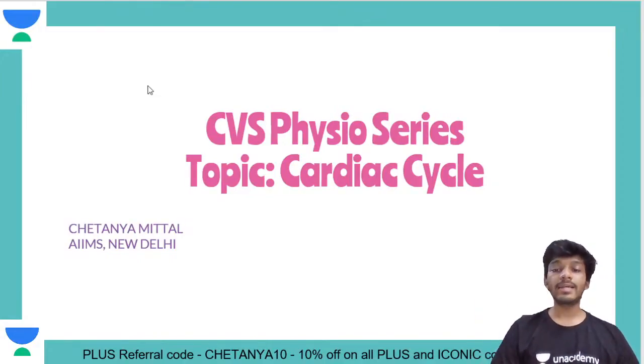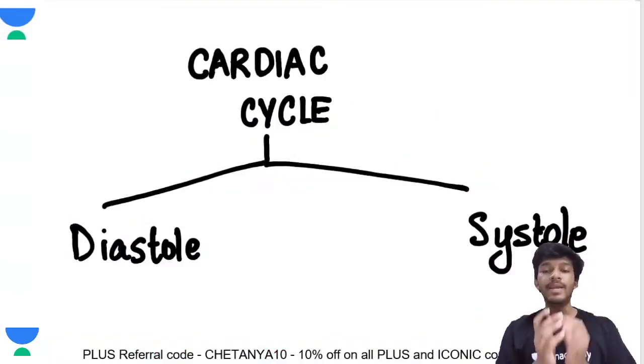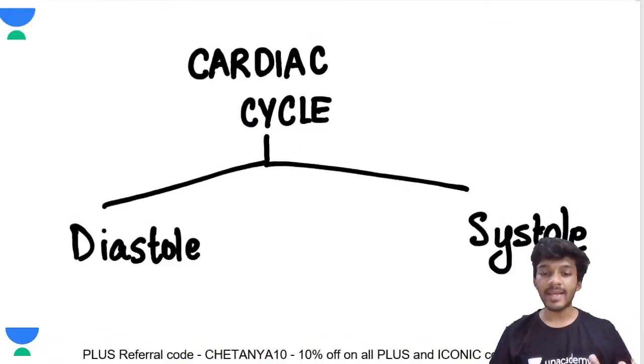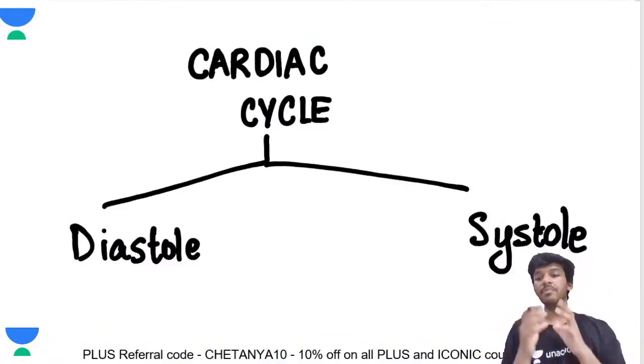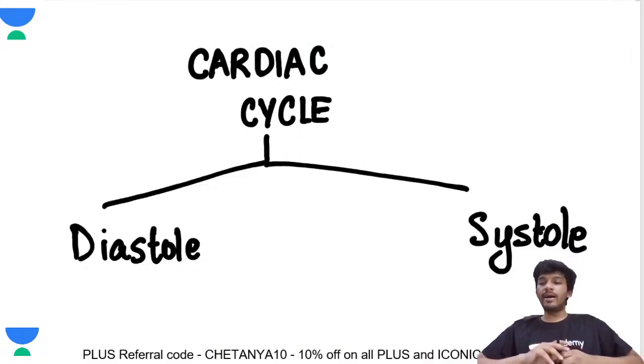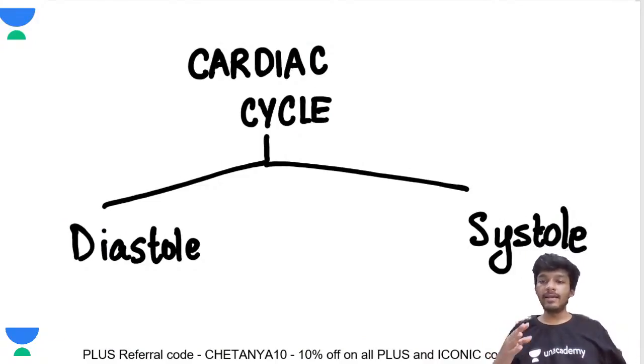Okay. In the cardiac cycle, first the very basics. We'll build from the base and then we'll climb the mountain, right? If somebody asks me to explain the cardiac cycle in two words: systole, diastole. Systole, diastole, contraction, relaxation, contraction, relaxation, right?